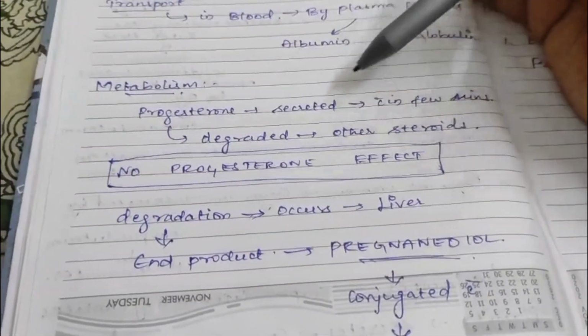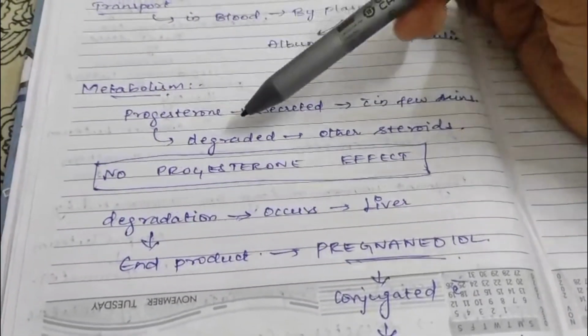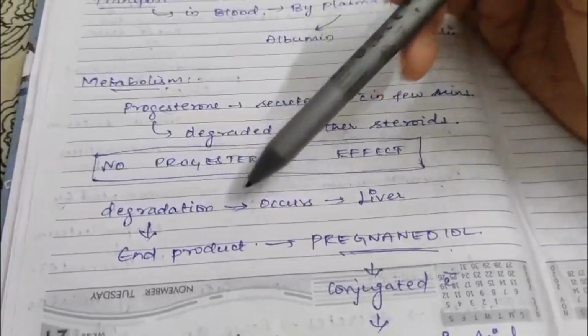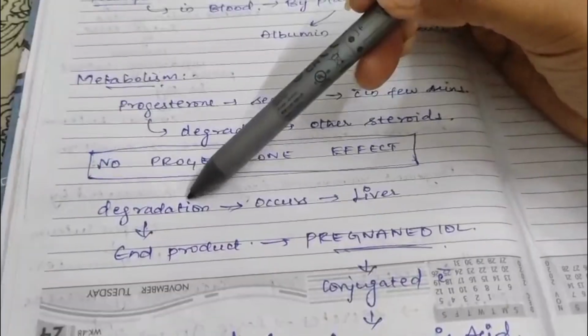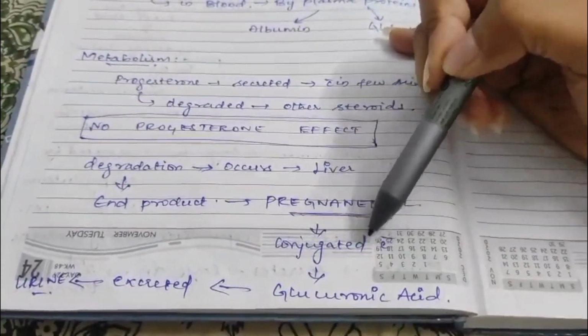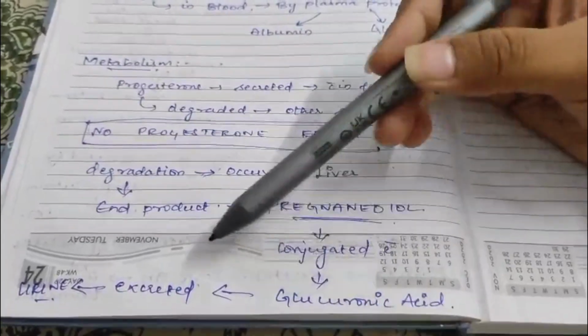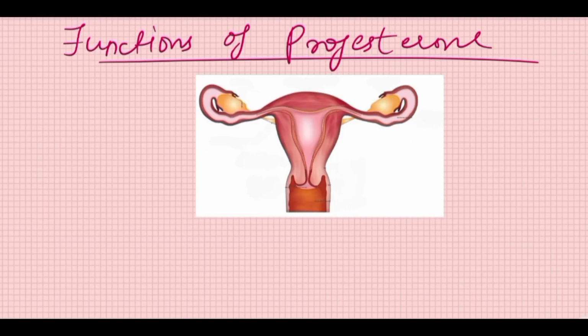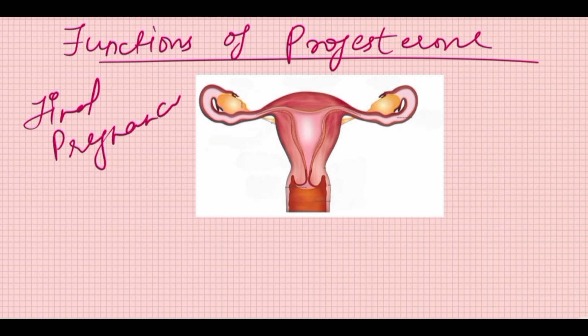Metabolism: progesterone secreted is degraded within a few minutes into other steroids with no progesterone effect. Degradation occurs in the liver. The end product of degradation is pregnanediol, conjugated with glucuronic acid and excreted in the urine. Functions of progesterone. The function of progesterone is the final preparation of the uterus for pregnancy and of the breast for lactation.